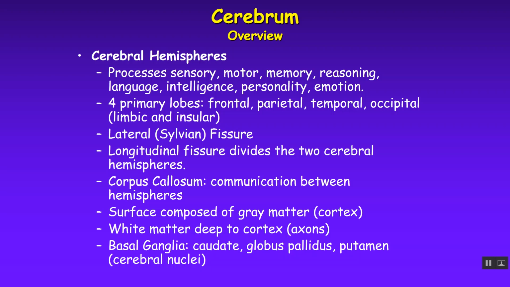And specifically the cerebral hemispheres, these two big hemispheres. That does not include the cerebellum or brainstem. This is the cerebral hemispheres, the wrinkly two halves of your brain right up here. Big picture, what do they do in general? They process motor, memory, sensory, reasoning, language, intelligence, personality, and emotion.